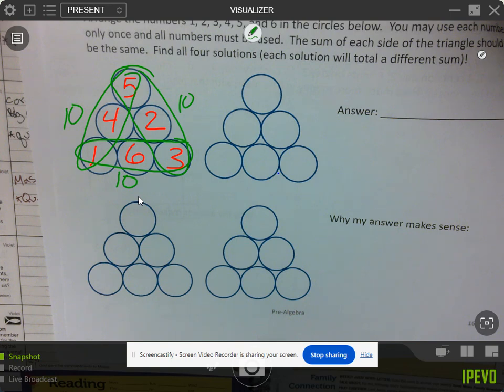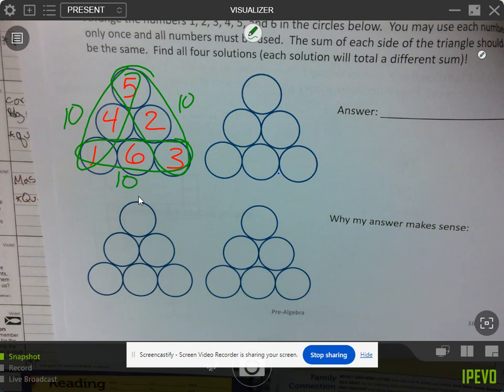Each of these triangles is going to be a different total. So one of them is 10. I can guarantee you right now, none of them are going to equal 6, right? Because we have to put 6 somewhere. If I put 6 here, and I had to add 2 more circles to it, it's going to be greater than 6. So there's no small numbers.